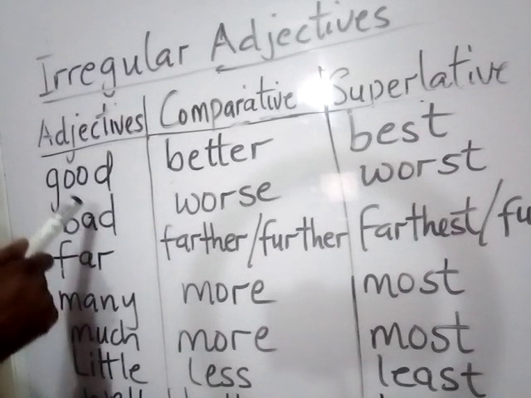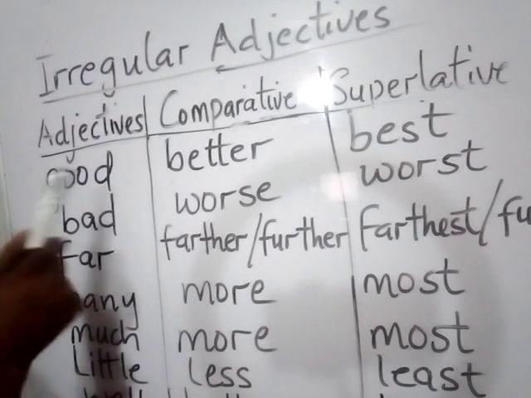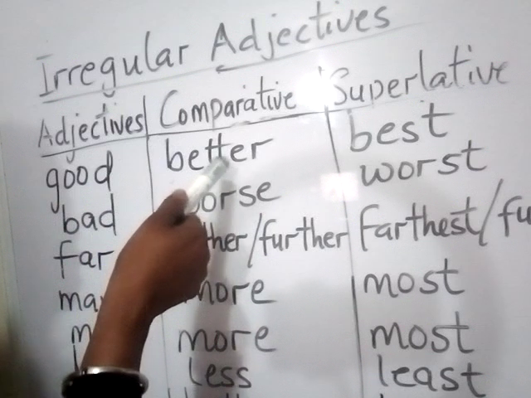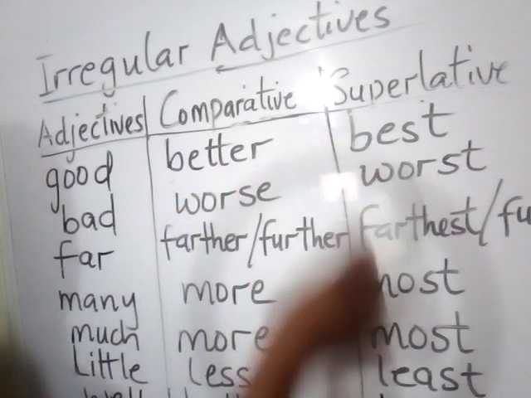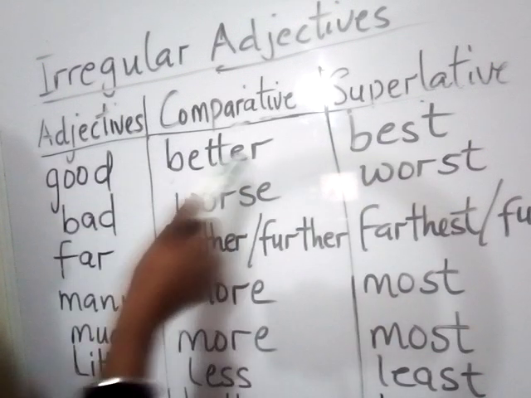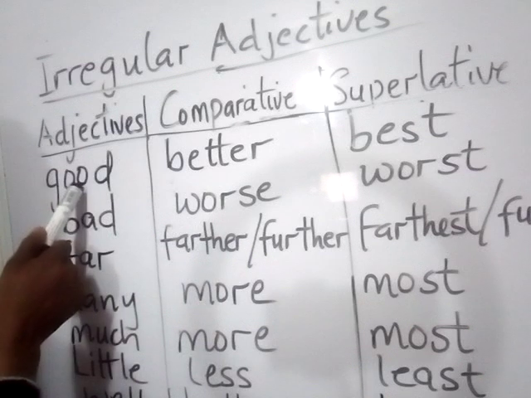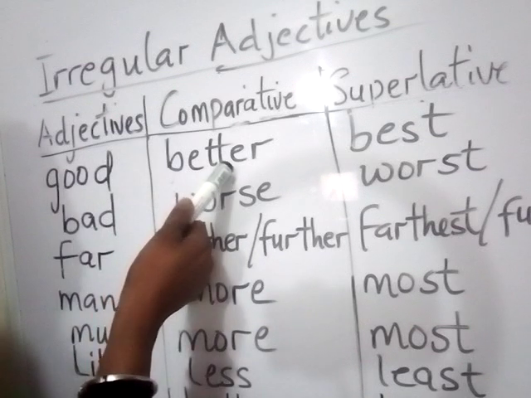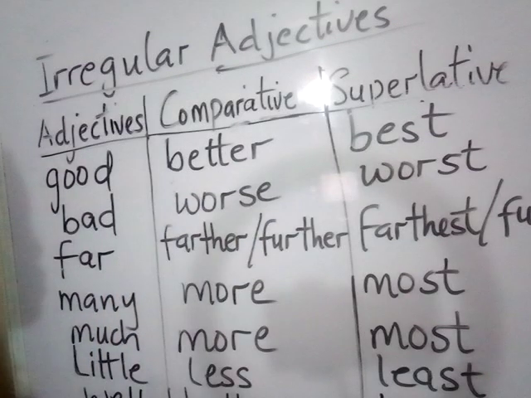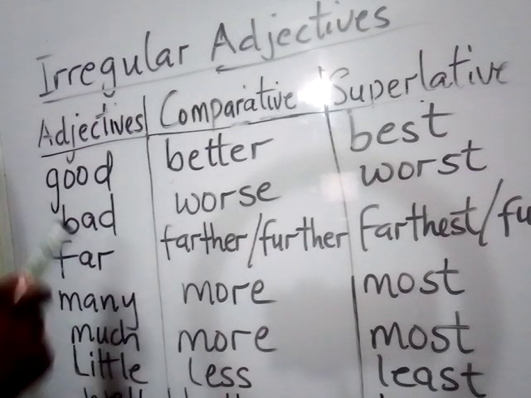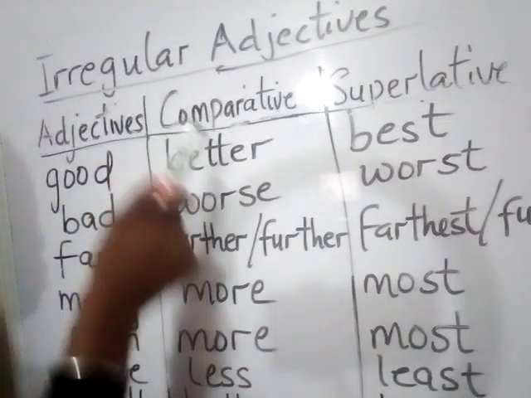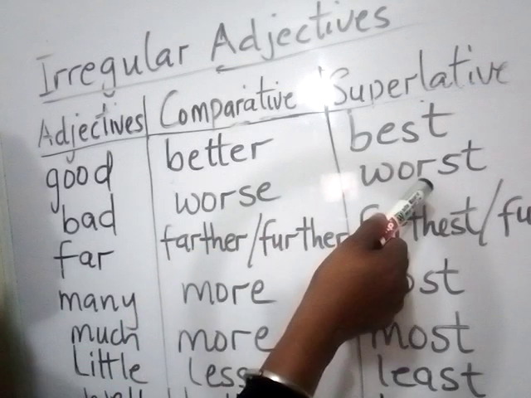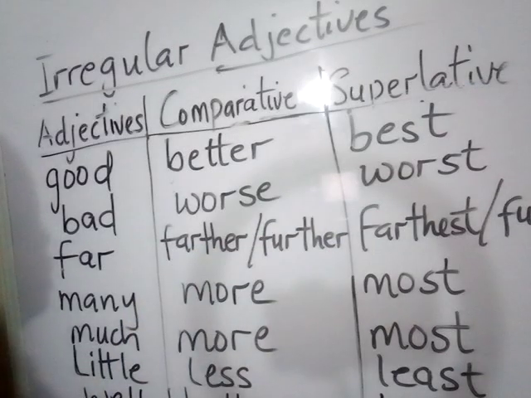So the first one here is good. The comparative form of good is better and the superlative is best. You can see that there's even no resemblance between the base word, that's the root word good, and the comparative and superlative form. They are totally different. So that's why we call them irregular. There's no rule that applies to them here. The next word here is bad. The comparative form is worse and the superlative is worst.